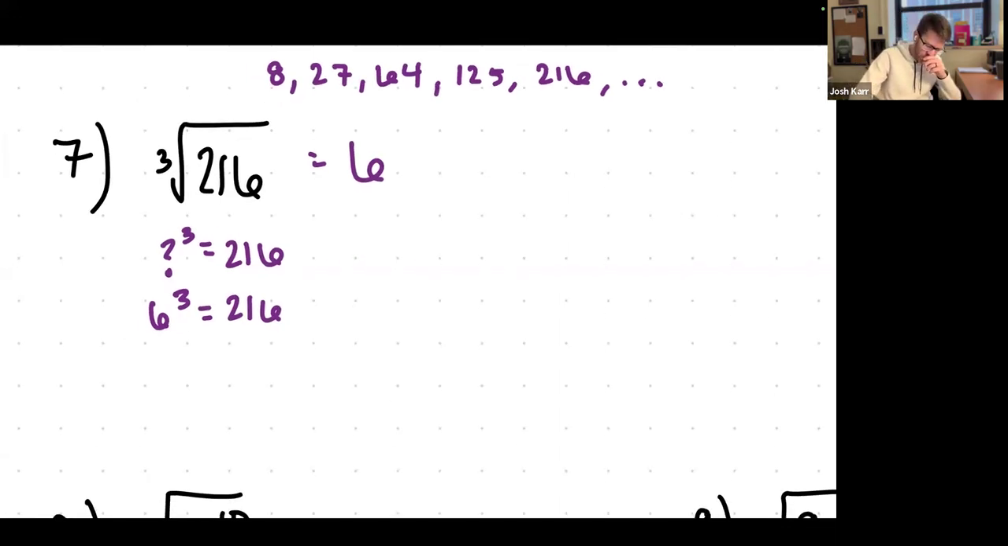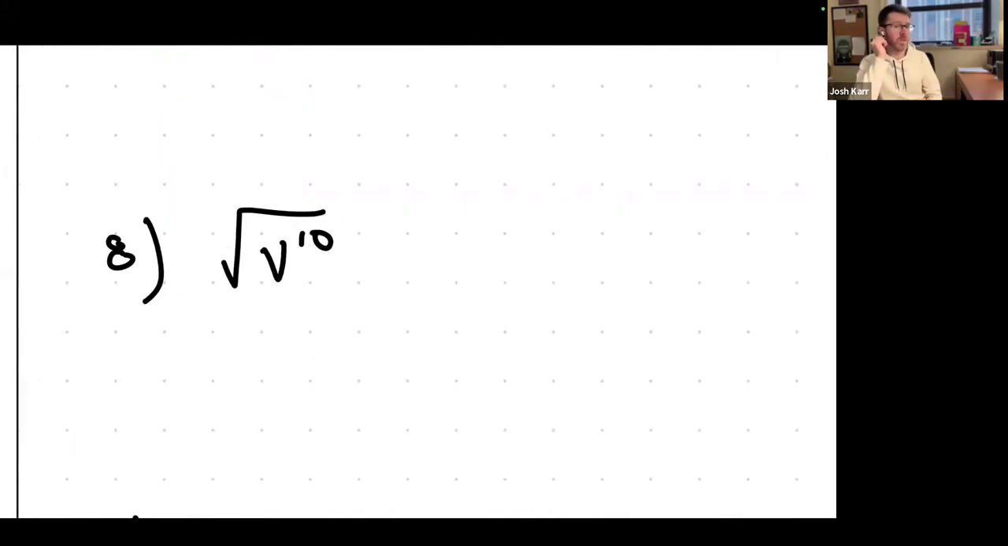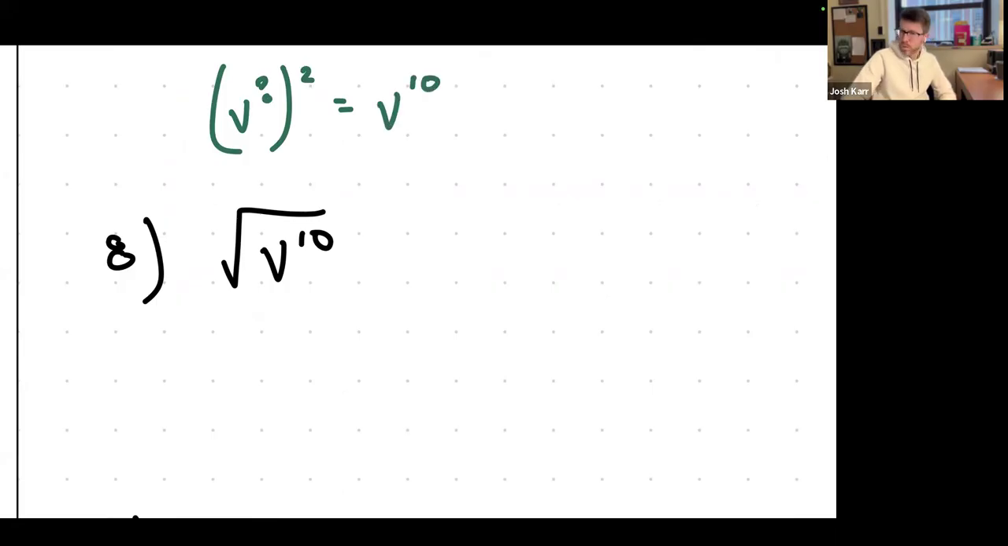So the first thing I want to think about, right, is this first one. It's asking, what is the square root of v to the 10th? So a reminder, right, this is asking what got squared to arrive at v to the 10th. So v to some power got squared, and it equals v to the 10th. To do this, we have to remind ourselves, what is our power rule, right? What do we get to do to the powers when we have a power raised to another power? We get to multiply them. So basically this is just asking what times 2 arrives at 10.